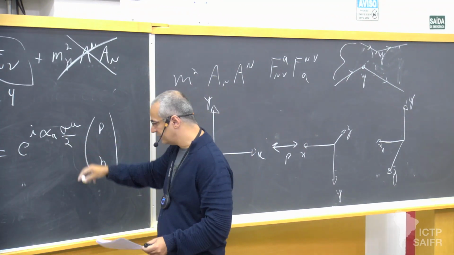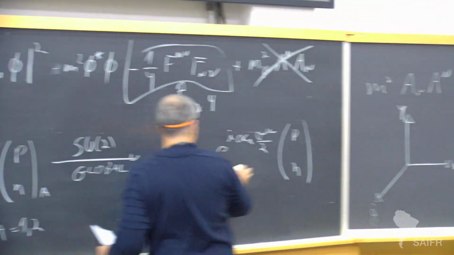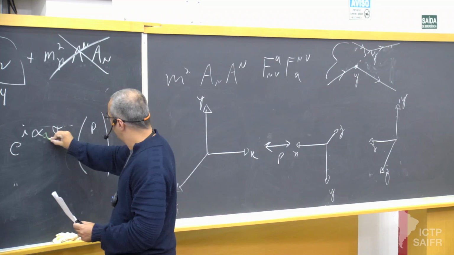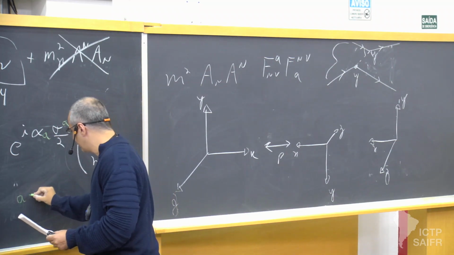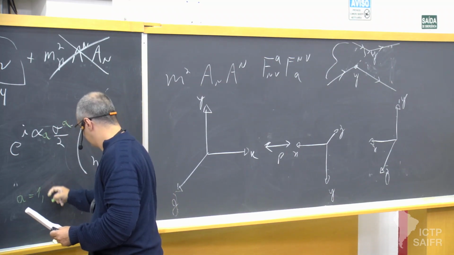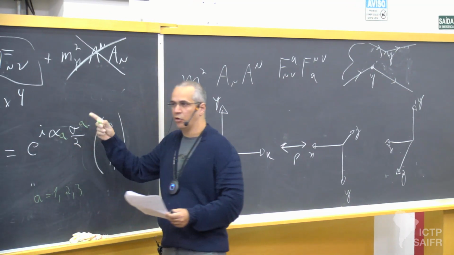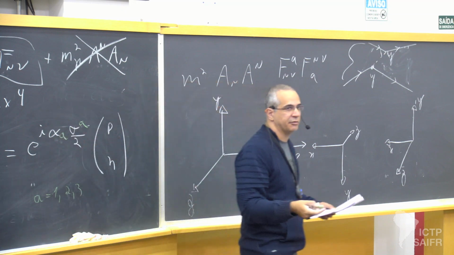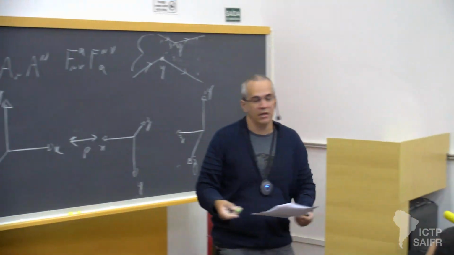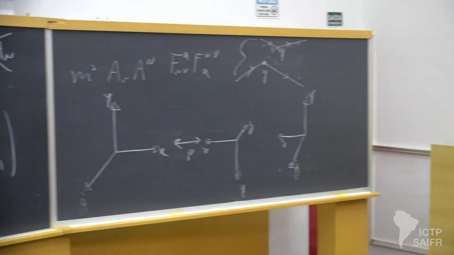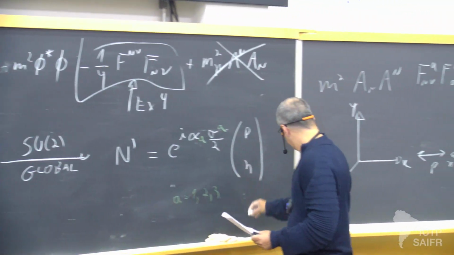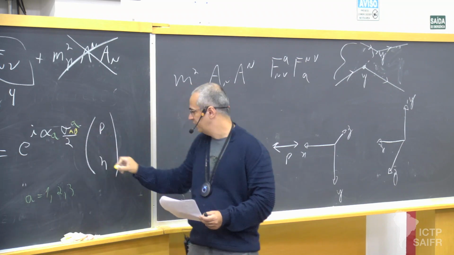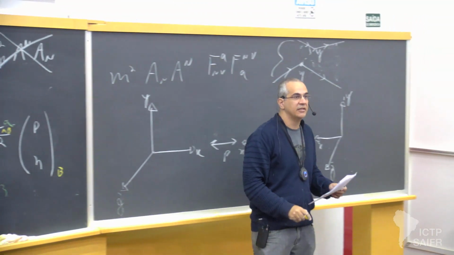And if you look at the indexes here, I have two sets of indexes, right? This A here is going from 1 to 3, because it's running over the 3 generators of this group, SU(2), where you can choose a representation in which these generators are the Pauli matrices. But you also have this index that goes from 1 to 2. This is a 2 by 2 matrix, right? A Pauli matrix, which is contracted with the index B here.